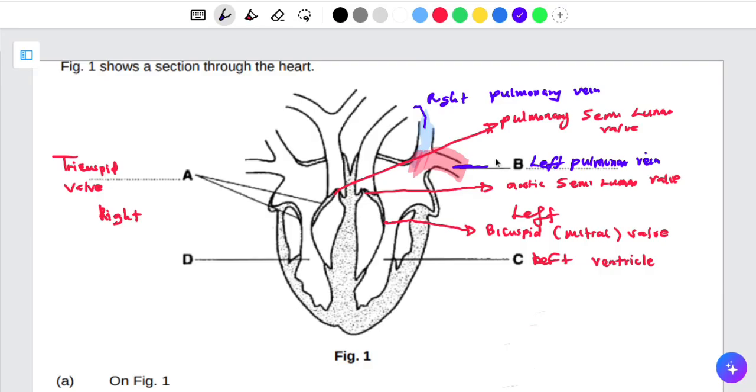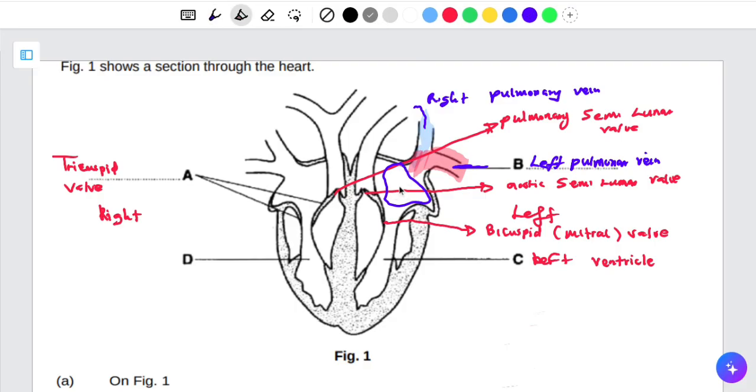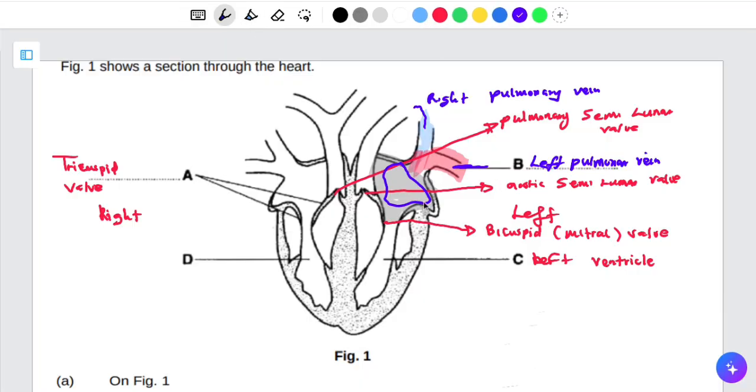So we have identified these parts. Then this structure here that you can see, let me just shade it so that you appreciate. So we have this part here which I'm shading here. So this part is called the left atrium. So let me just write it here. So this one is called the left atrium. So the left atrium receives oxygenated blood from the right pulmonary vein and the left pulmonary vein from the lungs. That is one thing that you need to know.